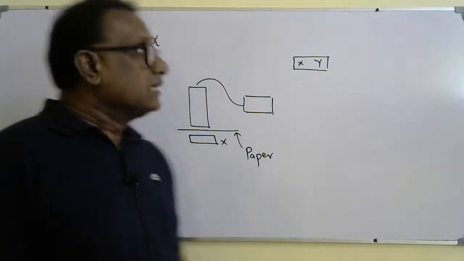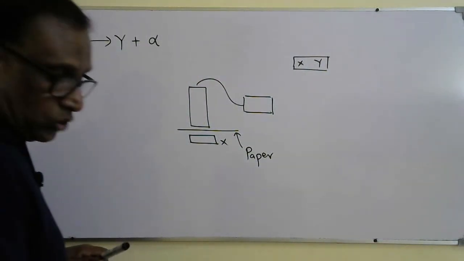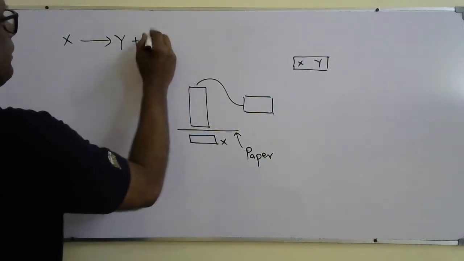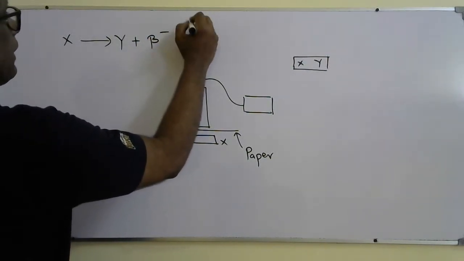Okay, right. Then how to confirm it's emitting only beta? Beta means beta minus, only beta.